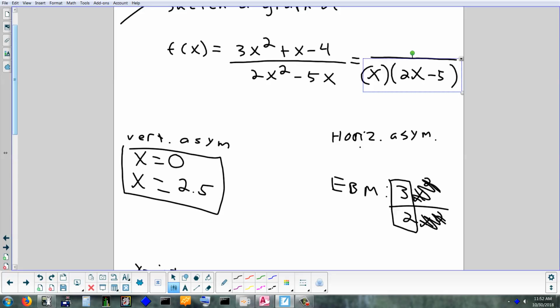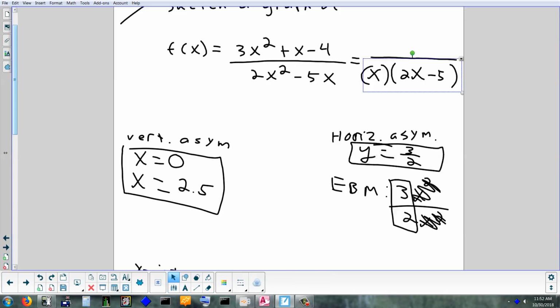So now, if you look at what I have the box around for the EBM, let x get really big in that box. What happens to the fraction 3 over 2? Stays 3 over 2. So there's your horizontal.